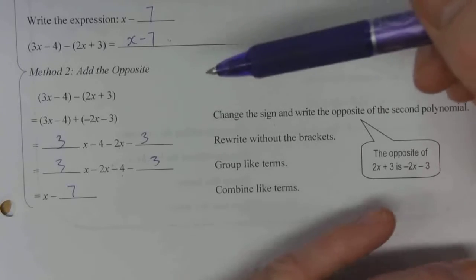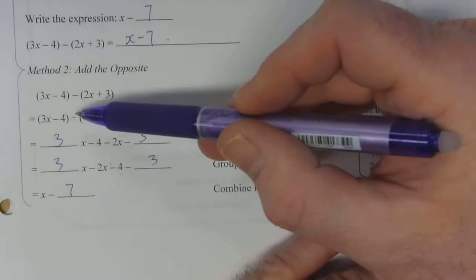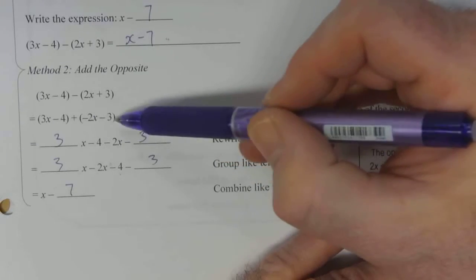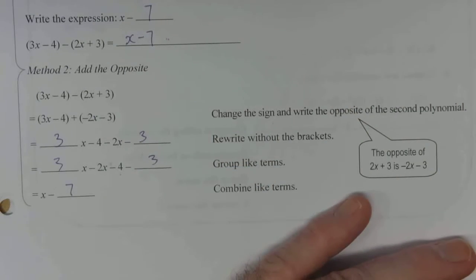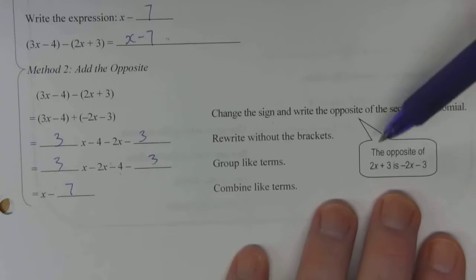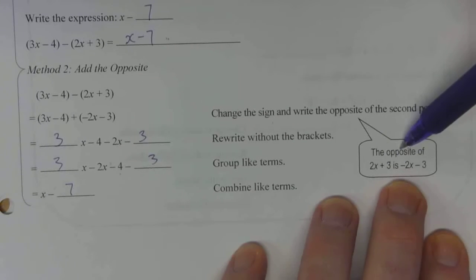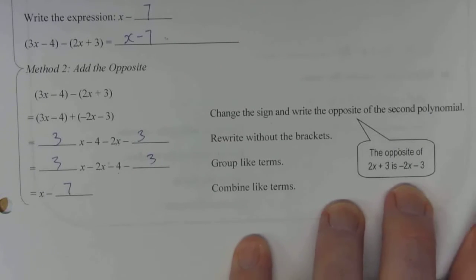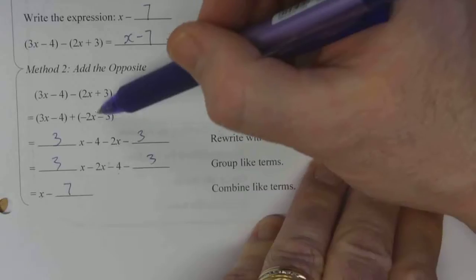So with subtraction, when you're doing it symbolically, the trick is to remember that you can change this to an adding, but then you have to change the sign of everything inside the second polynomial. That's the key here. So it's said that 2x plus 3 is the opposite of -2x minus 3. So instead of subtracting, we're adding the opposite.